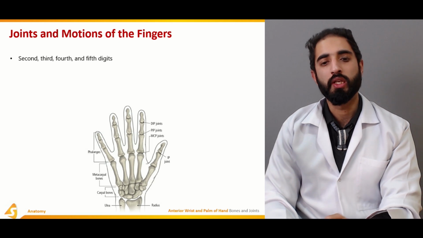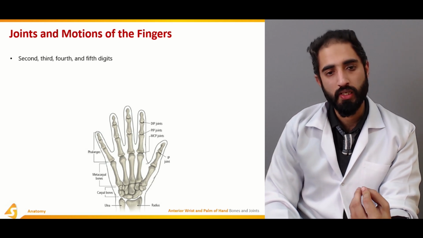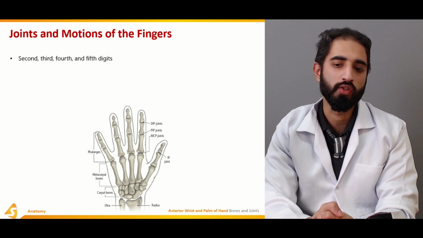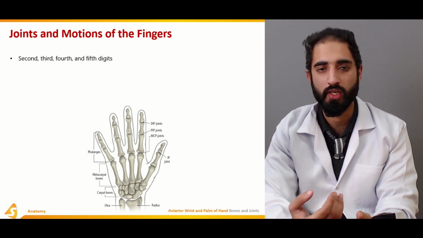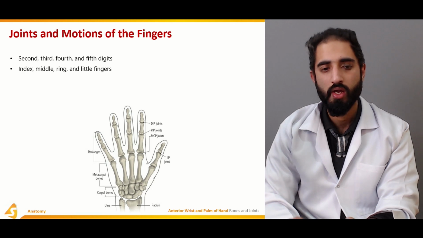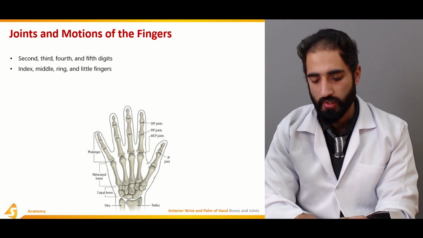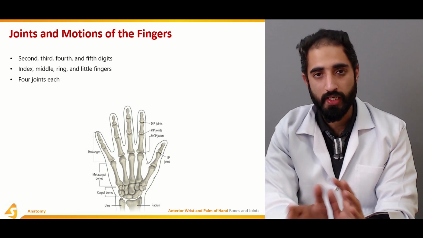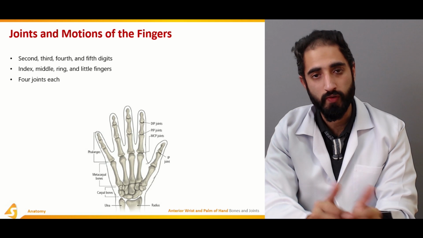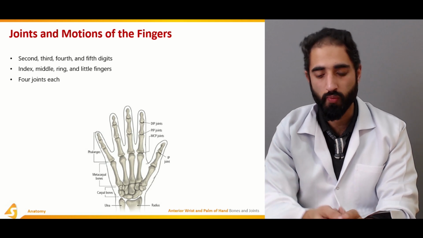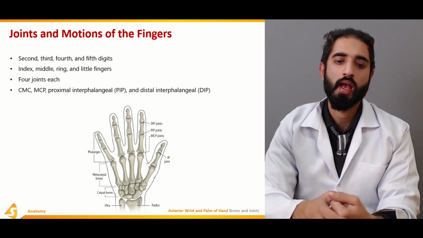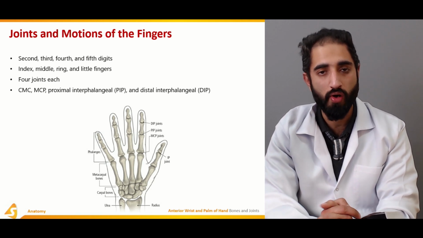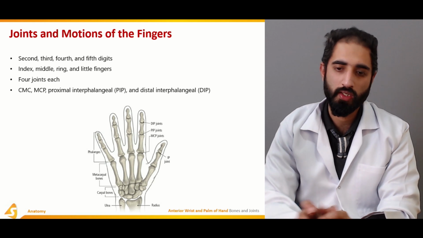Now talking about the joints and motions of the fingers, we have the second, third, fourth and fifth digits, also known as the index finger, middle finger, ring finger and the little finger. Each of the fingers has four joints, in contrast to the thumb, which only has three joints because it only has one interphalangeal joint. The joints for the fingers are the carpal metacarpal, metacarpophalangeal, proximal interphalangeal, and distal interphalangeal joints.